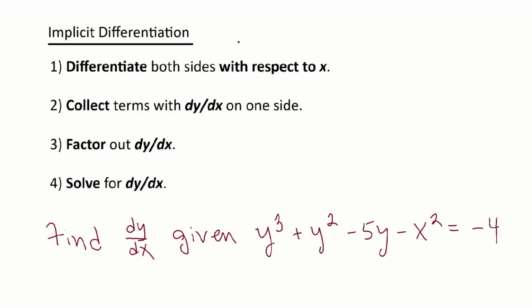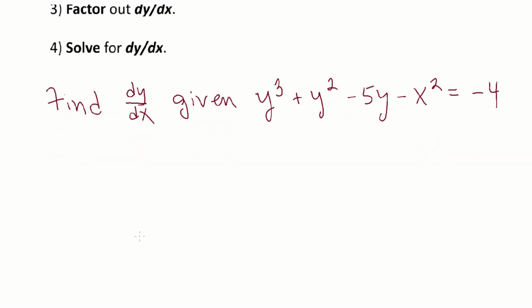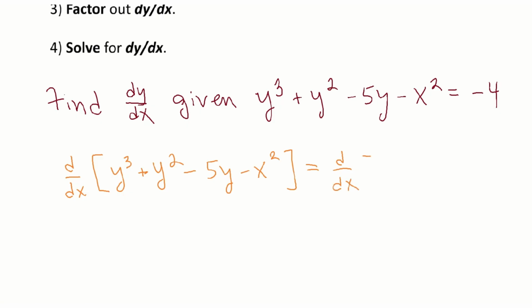This looks complicated, but if we follow the steps, it's just a combination of the chain rule and some basic algebra. Step 1. Let's differentiate both sides with respect to x. That means we're going to take the derivative, or d by dx, of the entire left side and set it equal to the derivative, d by dx, of the right side.